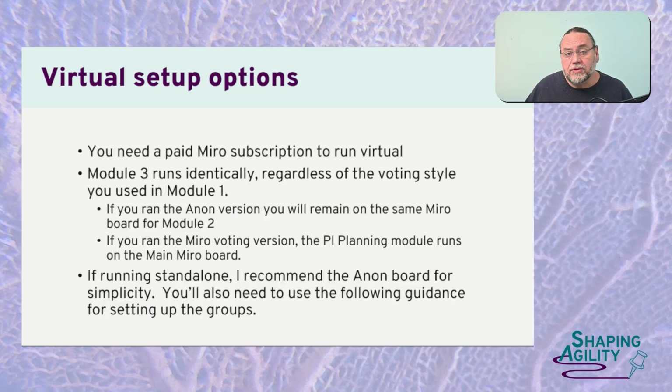If you're running virtual and you haven't already done this for modules 1 and 2, here are things to be aware of. In module 1, you had 2 options. You could run with anonymous voting or Miro voting. For PI planning, there is no voting required, so it doesn't matter if you're playing it in sequence. Continue to use whichever version you played for modules 1 and 2. If you're playing standalone, I would generally just use the Anon board for simplicity.